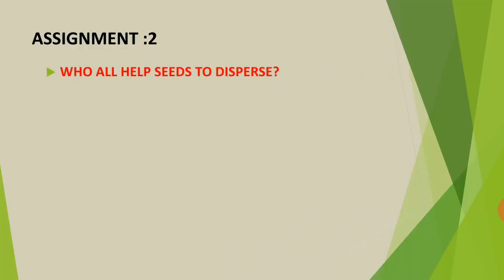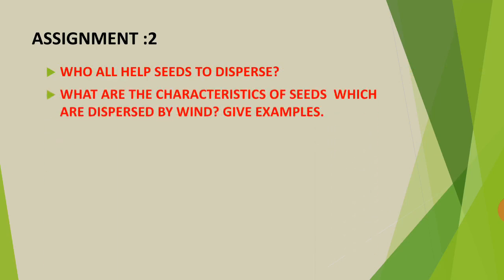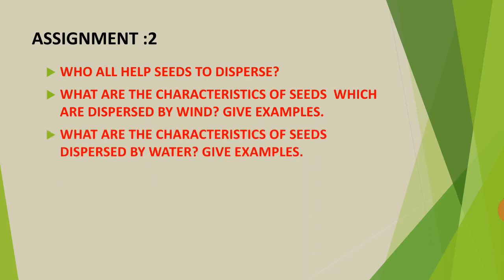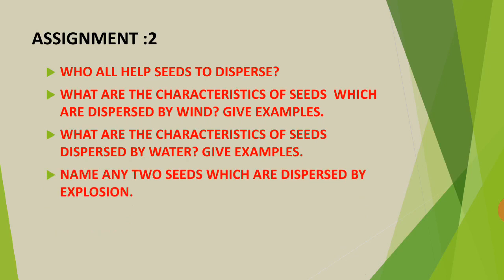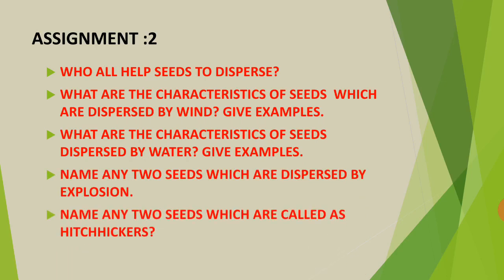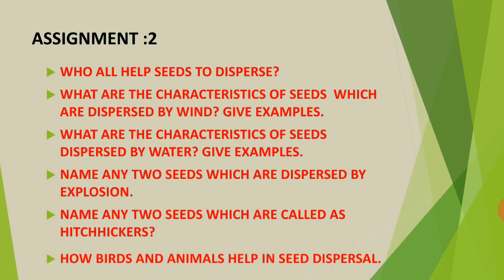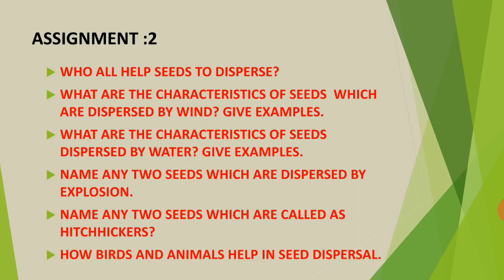Assignment 2. Who all help seeds to disperse? What are the characteristics of seeds which are dispersed by wind? Give examples. What are the characteristics of seeds dispersed by water? Give examples. Name any two seeds which are dispersed by explosion. Name any two seeds which are called hitchhikers. How do birds and animals help in seed dispersal? Write the answer on the basis of your understanding.